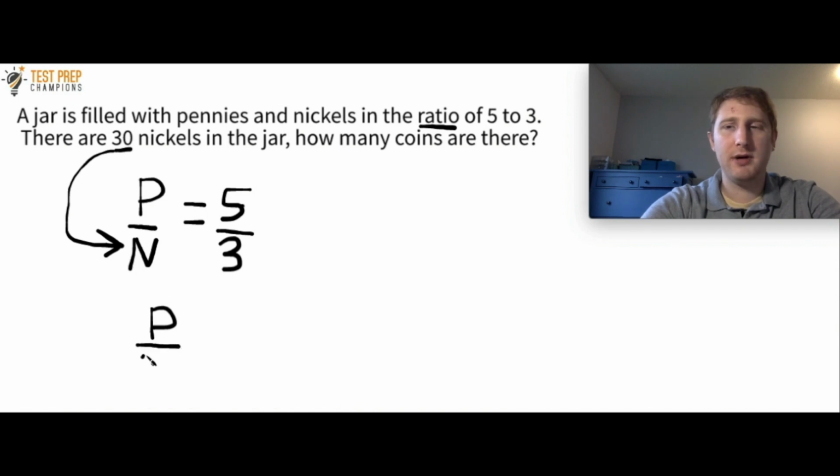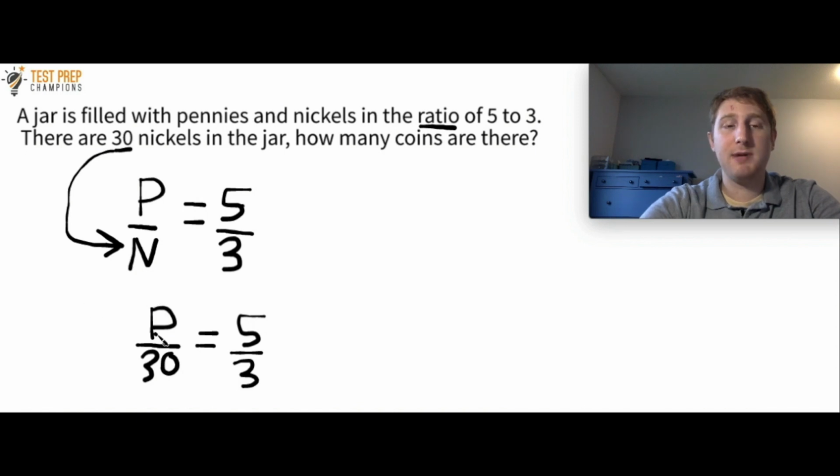And then I can solve the equation for p. Now you might be wondering, what does it mean to solve the equation for p? Well, it means that I want to get p by itself on one side of the equation. And if I can accomplish that, that's going to tell us how many pennies there are. So I have p over 30 equals 5 over 3. So what's my next step going to be?